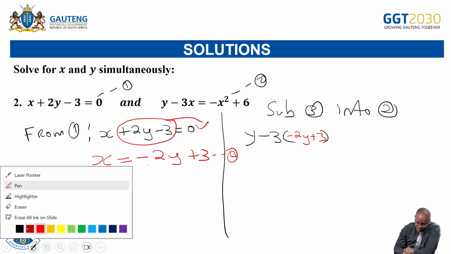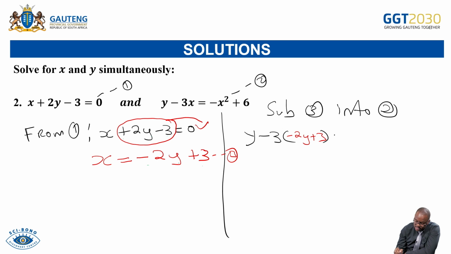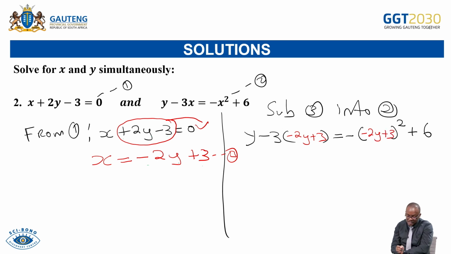Then we move forward to say this is equal to minus, into squared, plus 6. So be careful on that one. We have minus 2y plus 3, squared. Most of the learners, as they are writing this, will omit the squared. But let's refrain from making such mistakes.